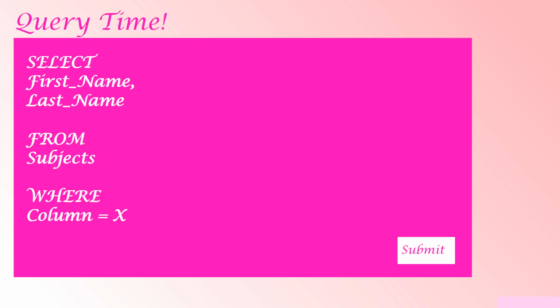Let's take a closer look at how we would only bring back the first and last name of female subjects. So after the select section and from section, we would have the word where, then we would have a condition. In this case, our condition is saying only bring back rows of data in the select statement if the value in the column specified equals a specific value. The condition we have is where column equals X.